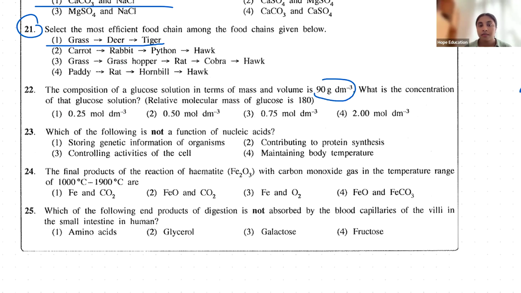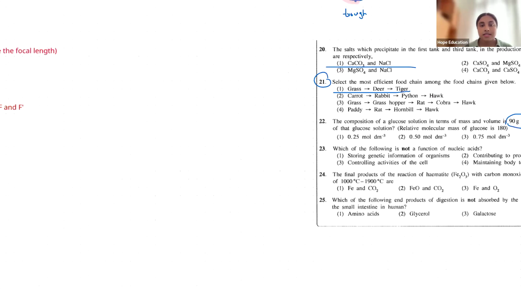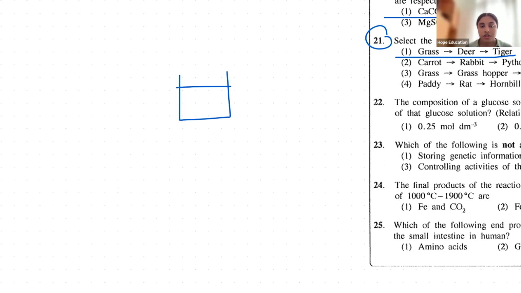It's as if you take 1 cubic decimeter of solution, there is 90 grams of glucose. When we say the composition of glucose is 90 grams per cubic decimeter, that means in one cubic decimeter there are 90 grams. But we want it in moles.